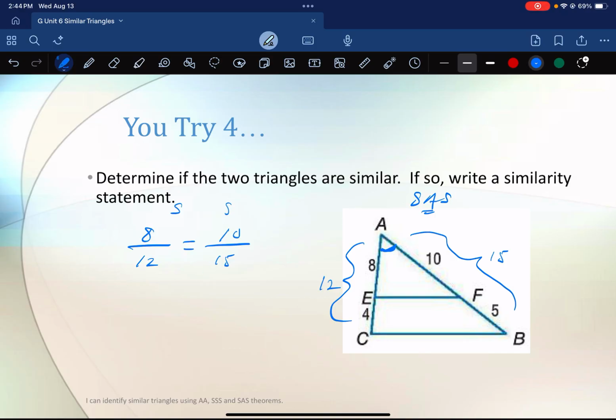And so 8 times 15, that gives me 120, and 12 times 10 gives me 120, and this checks out. So these triangles are similar. So I'm going to go with AEF similar to, well, A goes to A, E matches with C, and F matches with B. And this is by side, angle, side similarity.